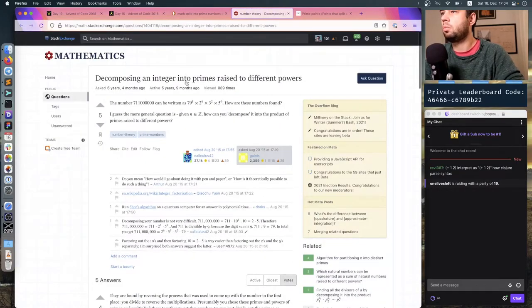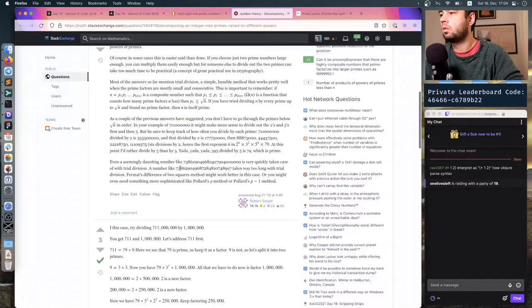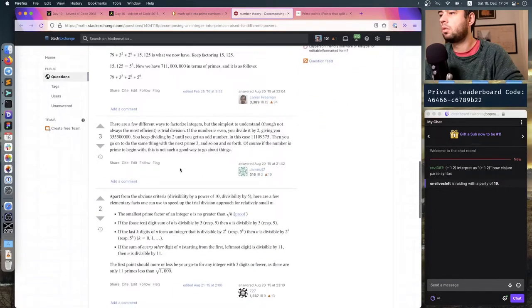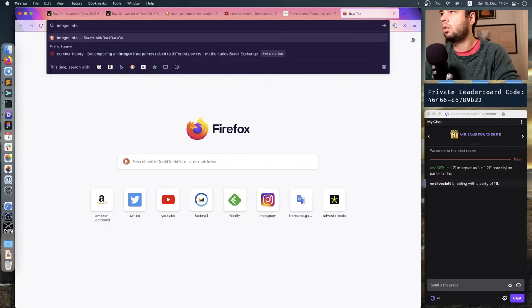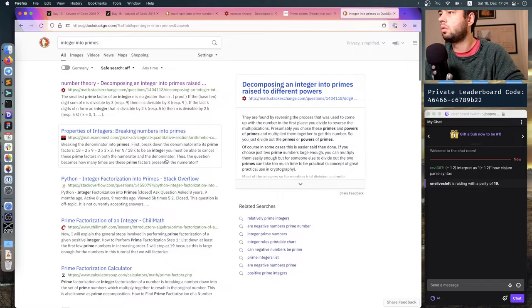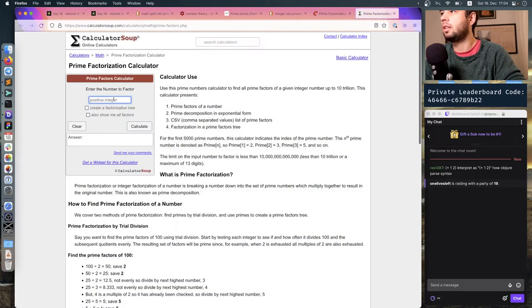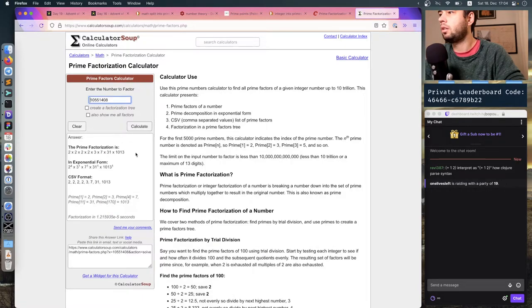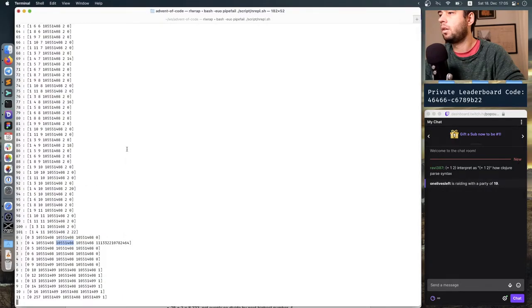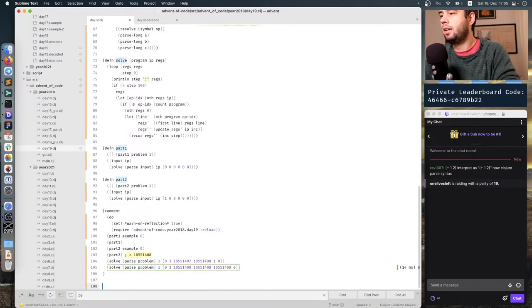Decomposing integer into primes. I would like, oh yeah, the online service does that. Okay, so this is a number. Calculate. The prime factorization is this. Okay, this is going to be tricky, but.